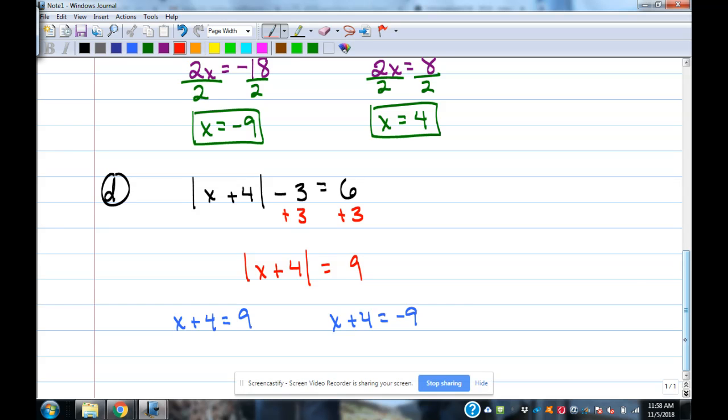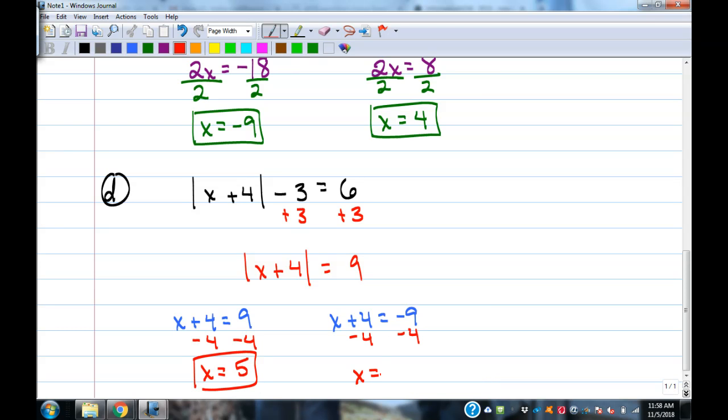So what operation do I use to solve this? Subtraction of 4. Okay. 9 minus 4 would be 5. So x equals 5. Same operation on the other problem. What's negative 9 minus 4? Negative 13. You get two answers there, 5 and negative 13. Both would be 9 when you plug them in here, giving you that distance of 9 units away from 0 when you add the 4.